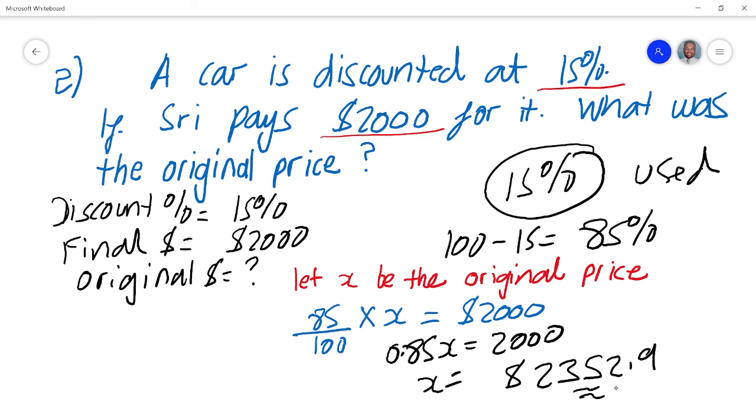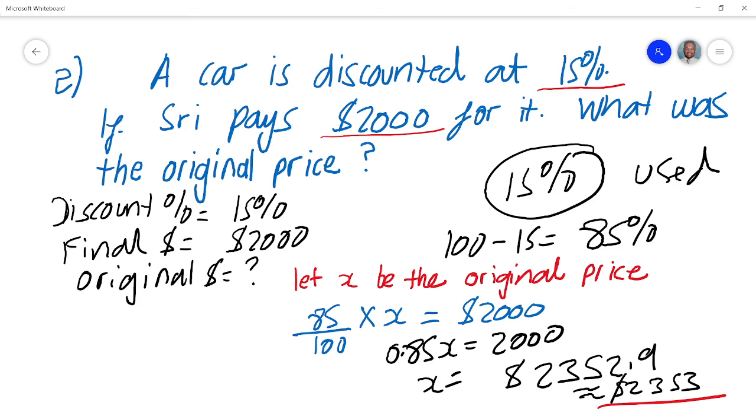And you're going to be getting 2,352.9. You can round that off to $2,353. And you can see now that your answer would make sense because your original amount will be greater than your final amount. Now, this question can be a bit tricky because sometimes you might wonder, okay, why are we subtracting 100? Well, that 15% has been used, so the remaining 85% becomes related to your original price. So 85% is 0.85, multiplying it by x to give you $2,000, and you work that out.